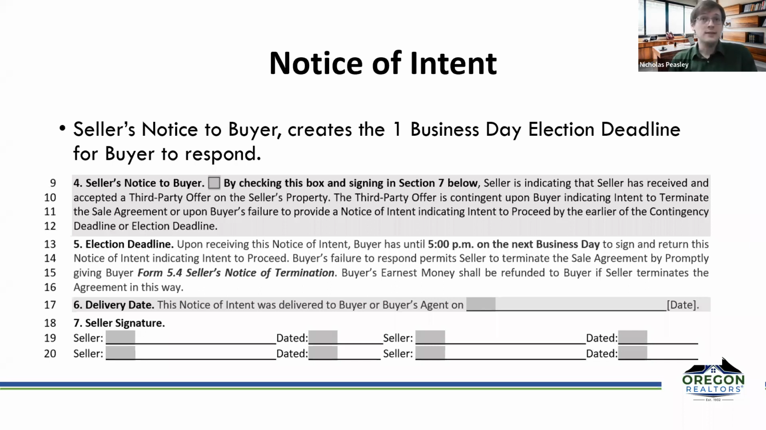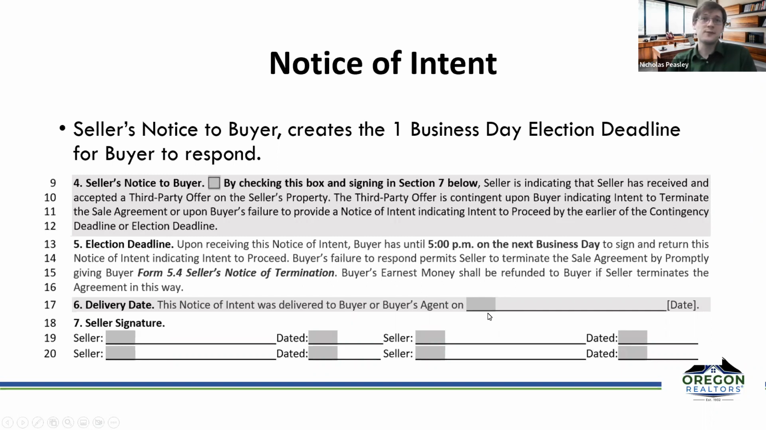Buyer now has 24 hours, well, a business day rather, to respond to this notice of intent by sending it back with the buyer's section, the second lower half of the form, filled out. There also is a section here, section 6, for the delivery date, where you can say when it was delivered. This is what provides the proof that you have for when your election deadline ends.